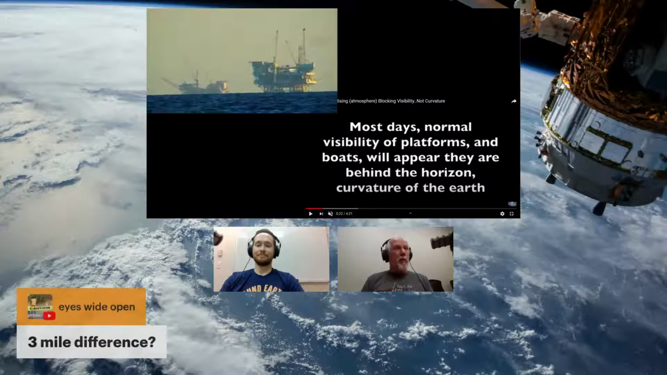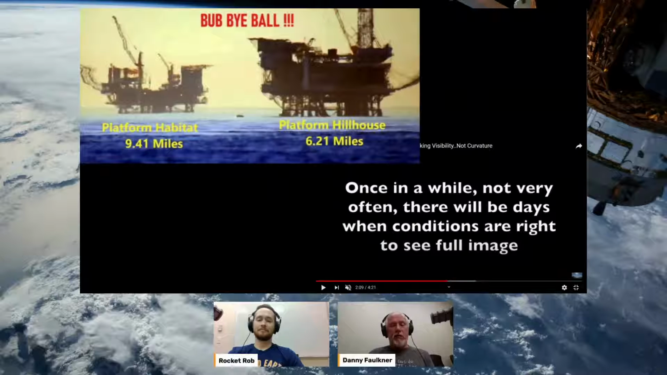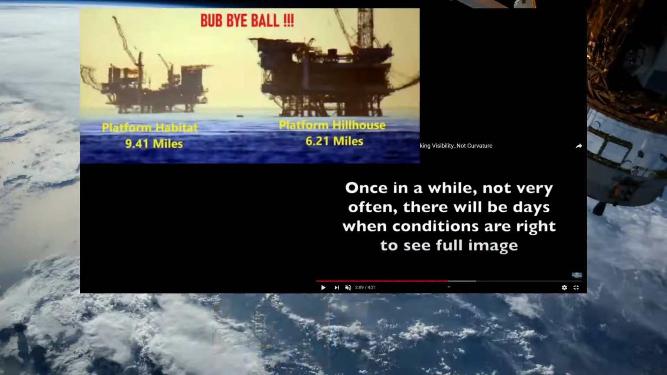Now, what's he say about the other one everybody talks about, the so-called black swan? Well, this is what he says. He says, once in a while, not very often, there will be days when conditions are right to see full images. He said that about the black swan photo. So what's he doing here? He's cherry-picking the data.